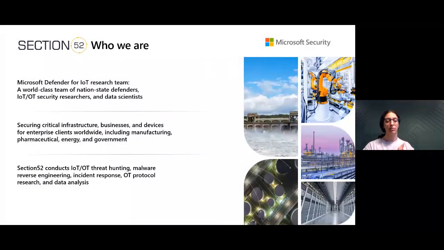So Section 52, who we are. Section 52 is the Microsoft Defender for IoT research team that specializes in OT and IoT security. The team is composed of security researchers and data scientists with rich experience in the fields of malware reverse engineering, threat hunting, and protocol research.